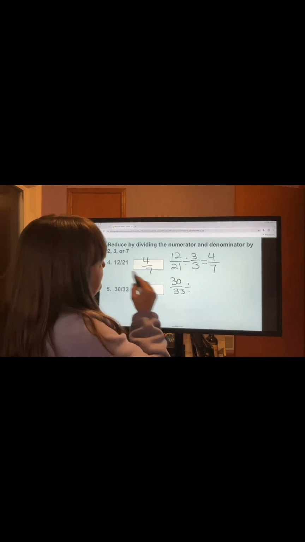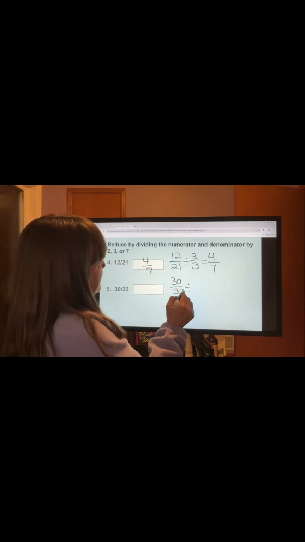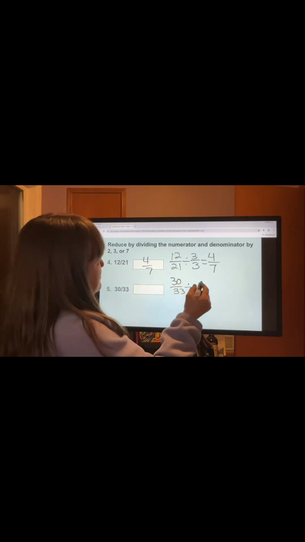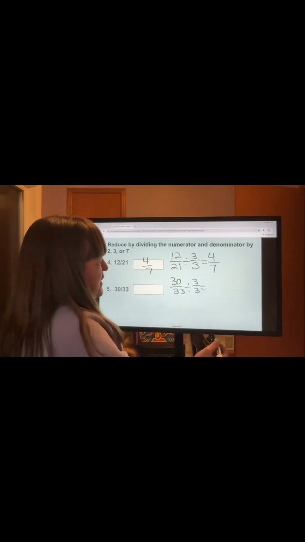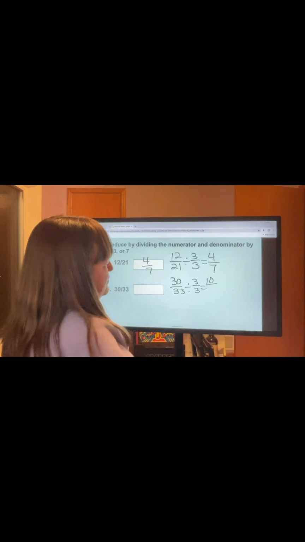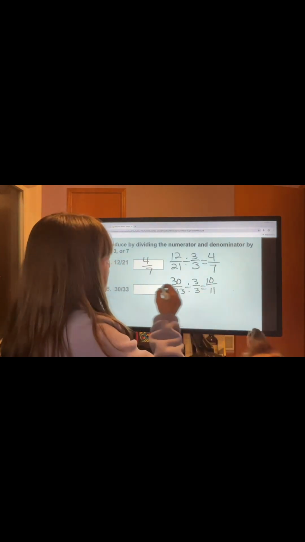And you have 30 over 33. Let's look. 2, no, because it ends in a 3 here. 3 goes into both those numbers. 7 does not. Okay. So let's divide by 3. 3 goes into 30 10 times. And 3 goes into 33 11 times.